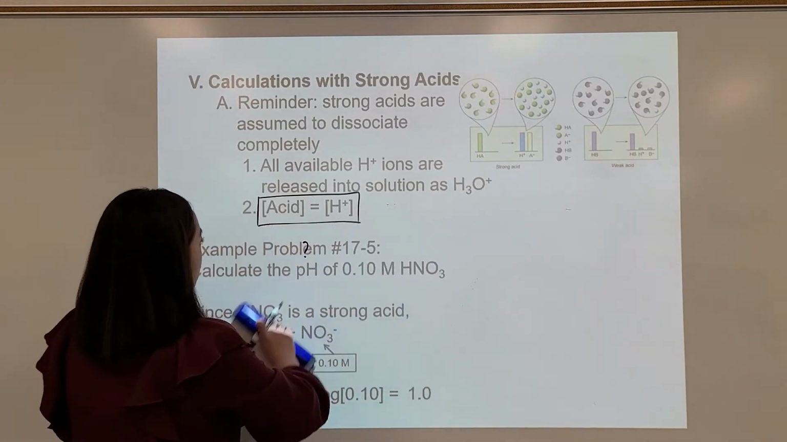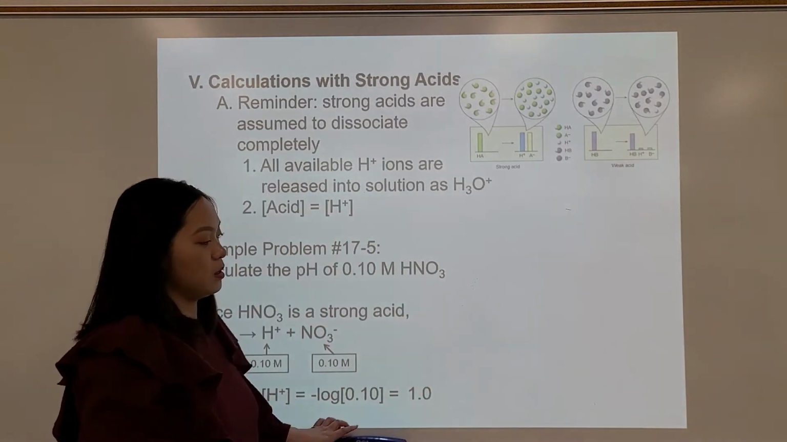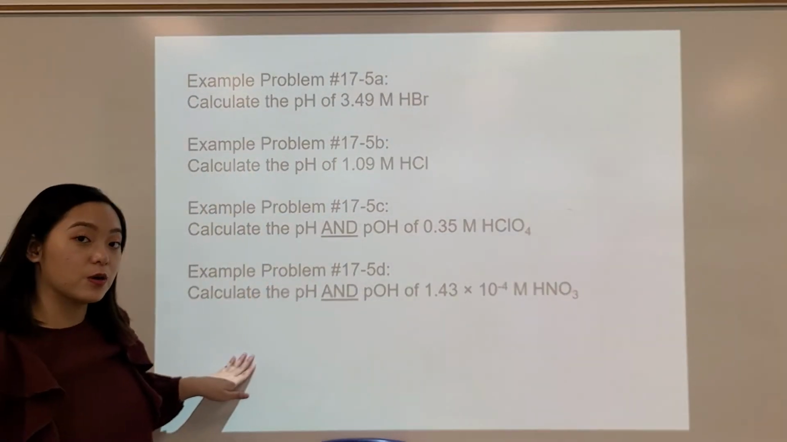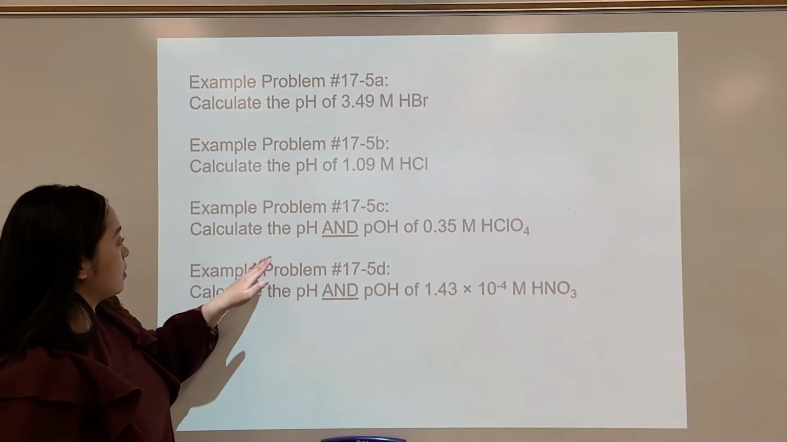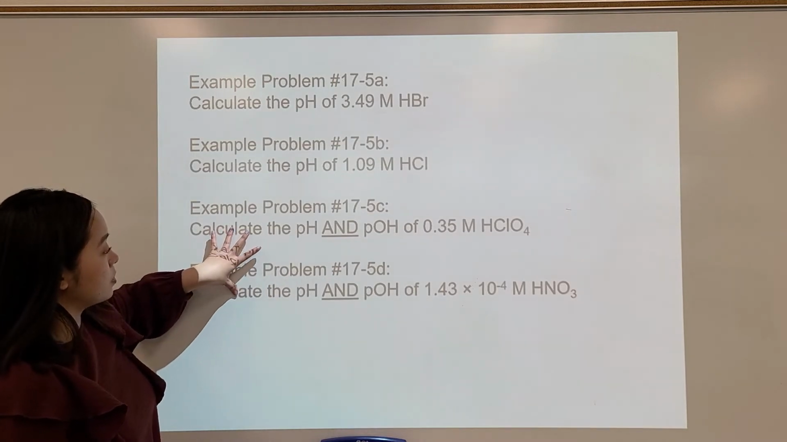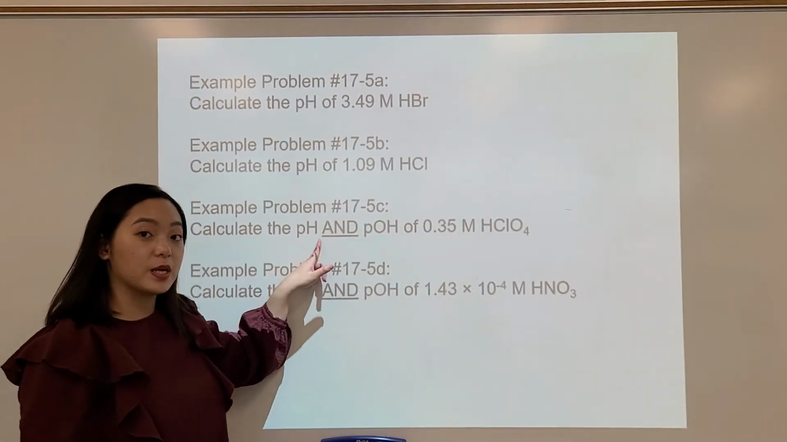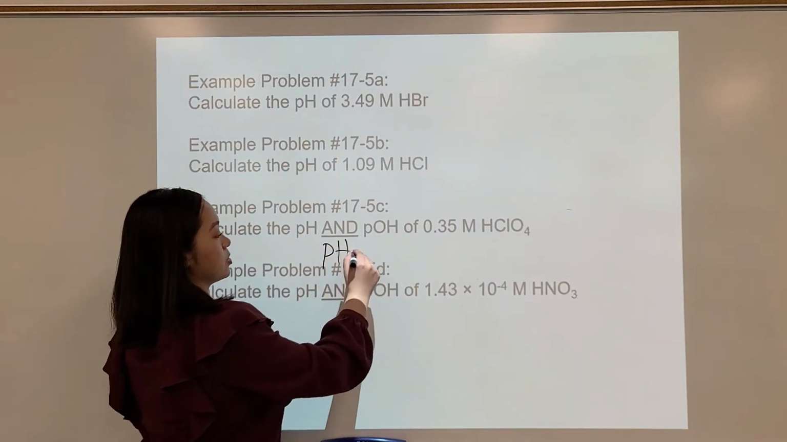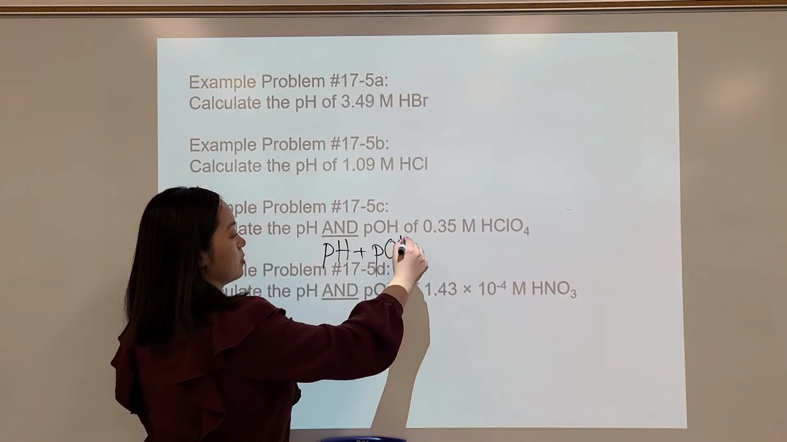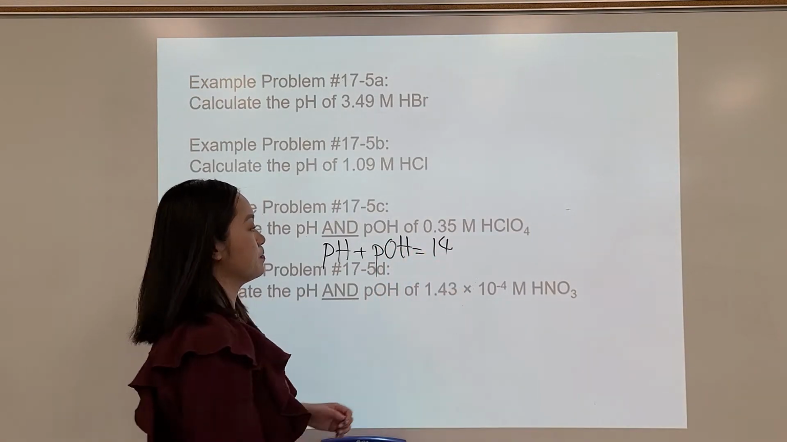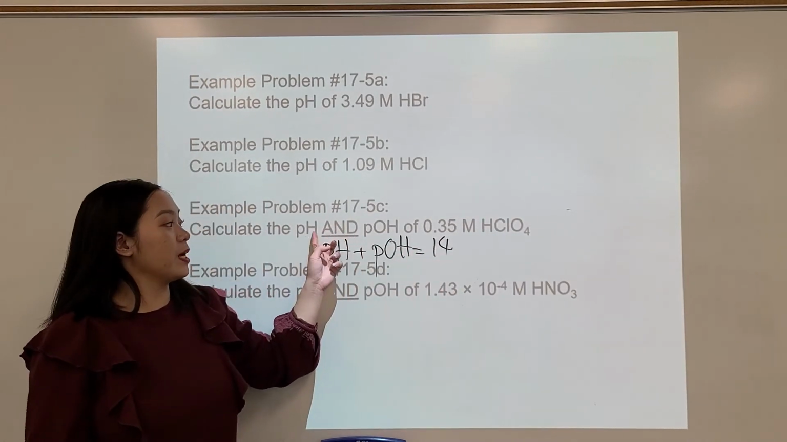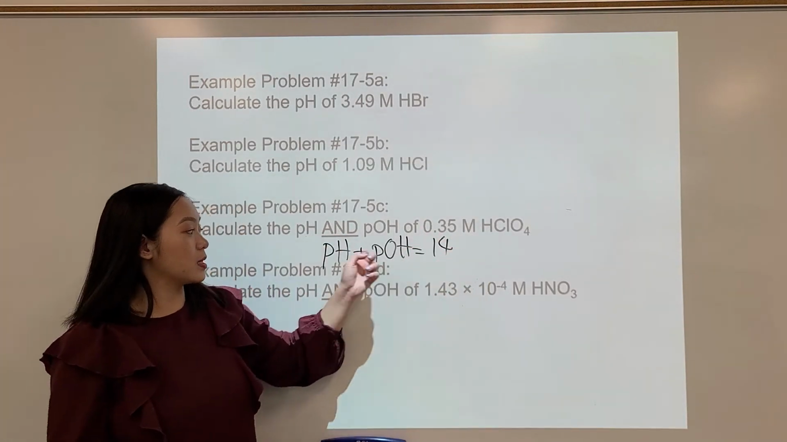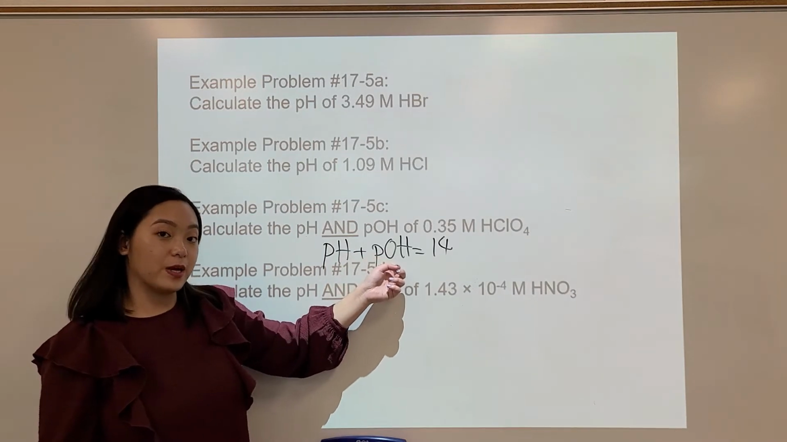Now let's take a look at a couple more example problems. These you can do on your homework. These are all in your homework. And these two are a little bit different because they ask you for the pH and also the pOH. But remember that there's this relationship, pH plus pOH is equal to 14. So after you find the pH, using this number, the concentration of the acid, plug it in here, and find your pOH.